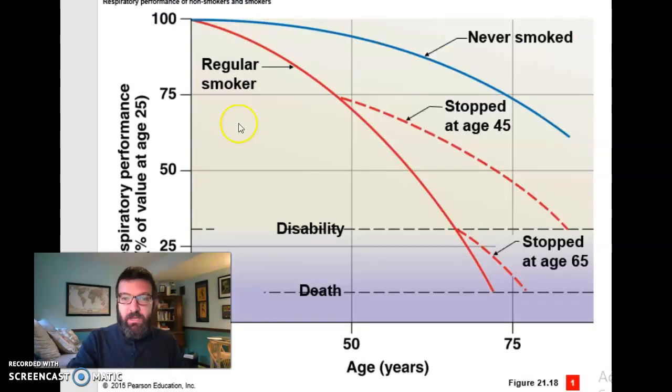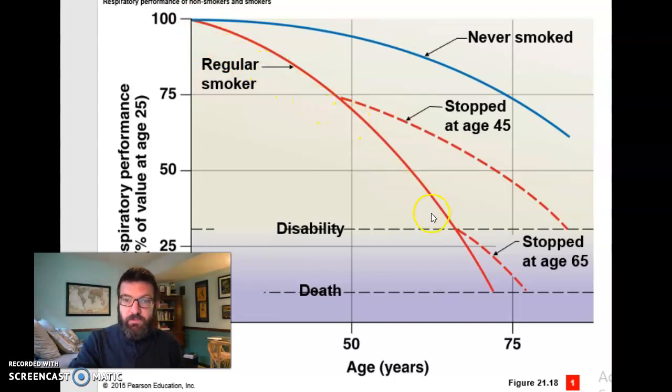And this is a look at how your respiratory performance comes down as compared to your performance at age 25 when you're kind of at your peak. If you've never even smoked, for instance, you're still going to drop down to maybe 65% of your performance by the time you get to your 80s, right? You're not going to be running marathons as much. If you're a smoker, you can see it drop a lot faster, right? What you would be in your 80s, you are in your 50s if you're a smoker regularly, again starting at about age 25.